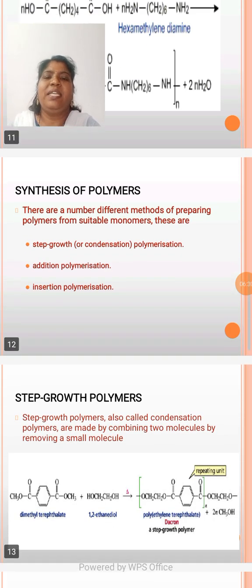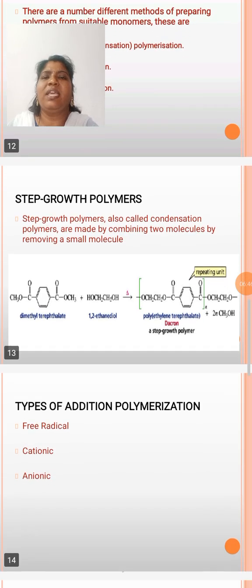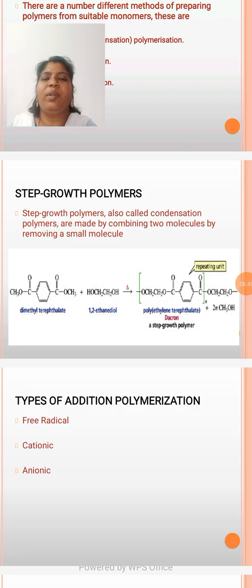Next we are seeing the synthesis of polymers. What are the types you have seen? Now how they are synthesized by different mechanisms. So we are having 3 different methods of preparing polymers: step growth polymerization, addition polymerization, insertion polymerization. So first today we can see what is meant by step growth polymerization.